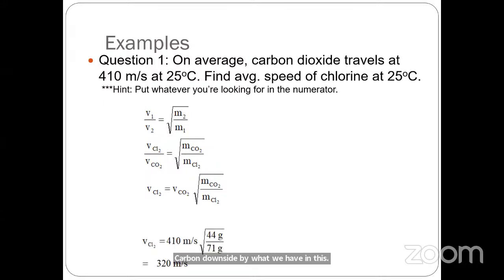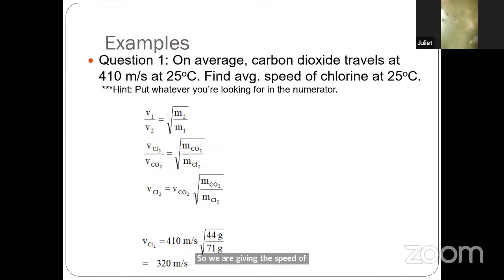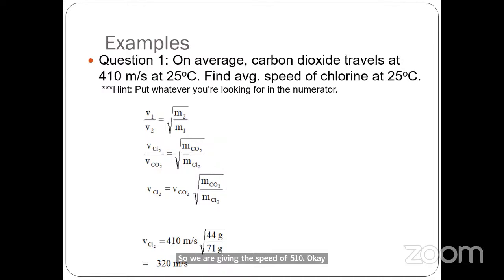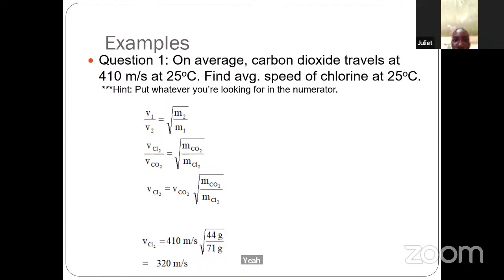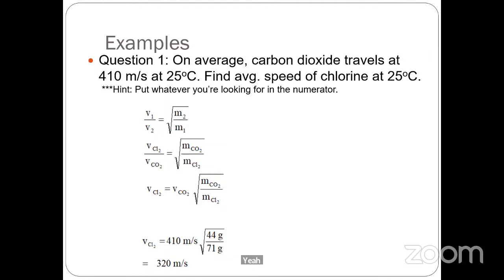So we are given the speed of carbon dioxide, 410, the molar mass of carbon dioxide, 44, and the molar mass of chlorine, 71. So when you get the square root of 44 divided by 71 and you multiply by 410, you get 320 meters per second. I hope it is clear. It's just simple mathematics.